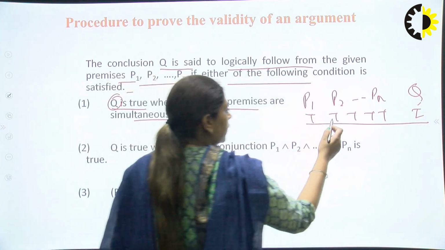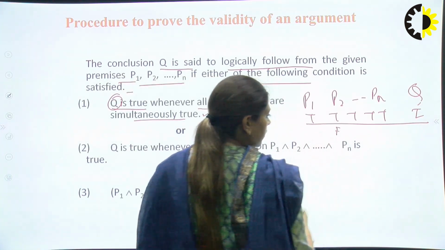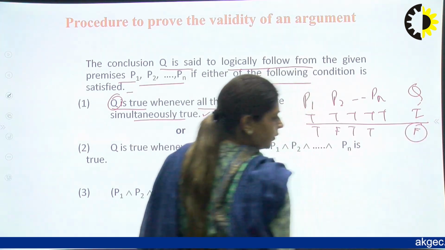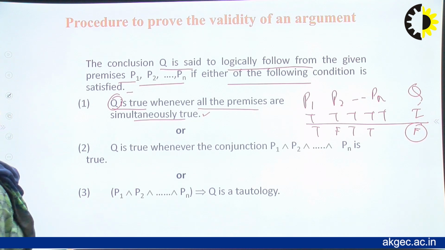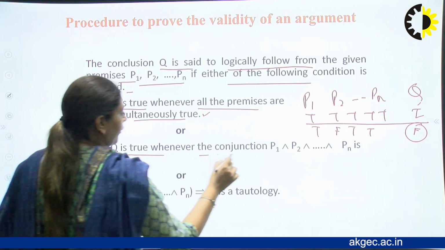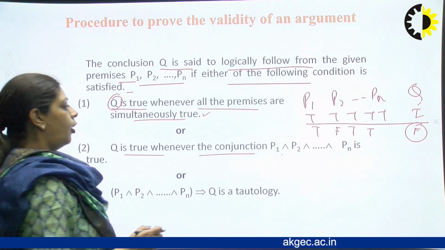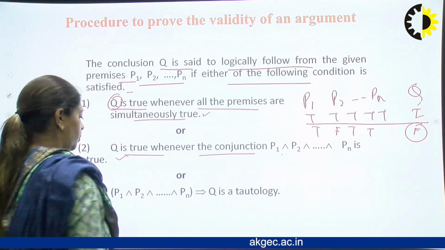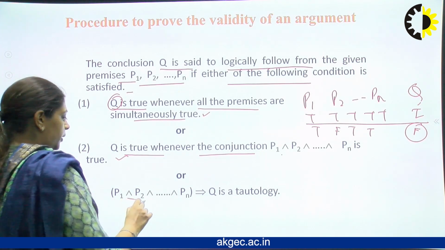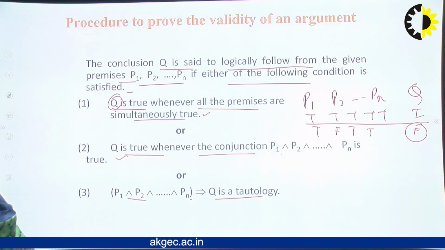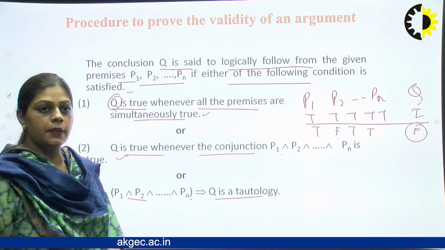If one of the premises is false, suppose, and the others are true, the conclusion here can be false. Q is true whenever the conjunction, meaning the AND of all the premises, is true. P1 and P2 and up to Pn implies Q is a tautology. All the three statements have the same meaning here.